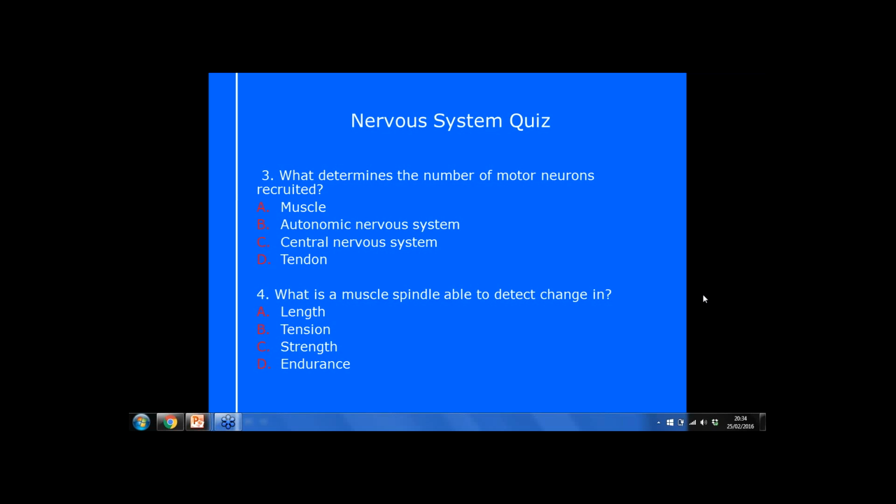3 is C. So the central nervous system determines how many motor neurons are recruited, because it just goes, I'll have more motor units or less motor units based on what we need to do with it. Then what is a muscle spindle sensing? And that is literally length. So 3C, 4A. Good stuff. You guys are on it.